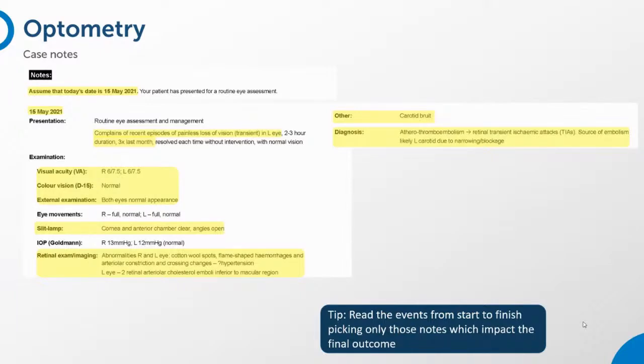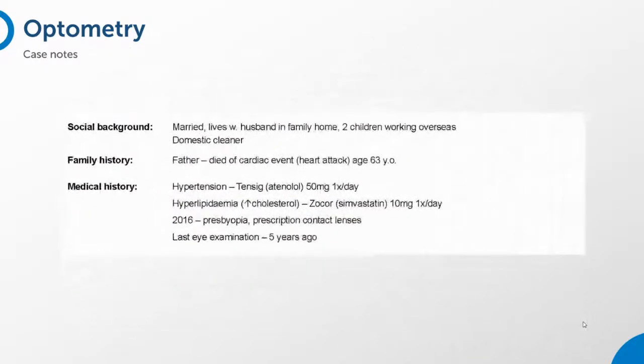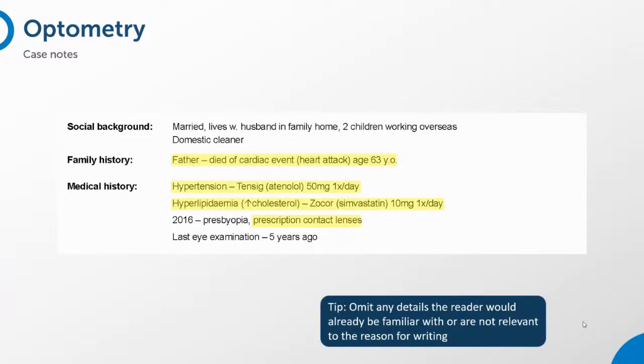carotid. So from the final sections of case notes, we can see a few details are important to include in our letter, but also a few details, particularly from the social background, which could be omitted. So things like the father dying of a cardiac event, the fact that the patient has hypertension and hyperlipidemia. These things are all important to include, as are that the patient is wearing prescription contact lenses, but the other details, the social background, are not important.